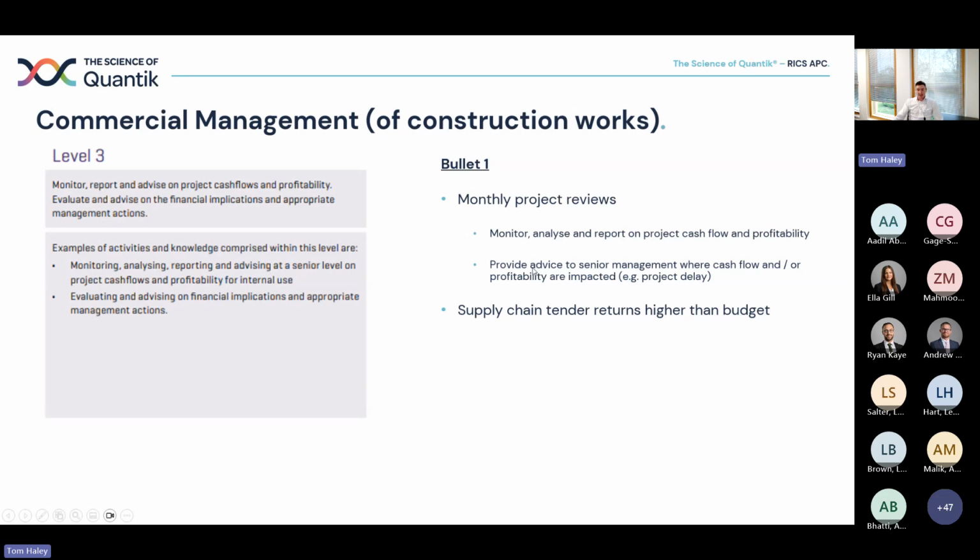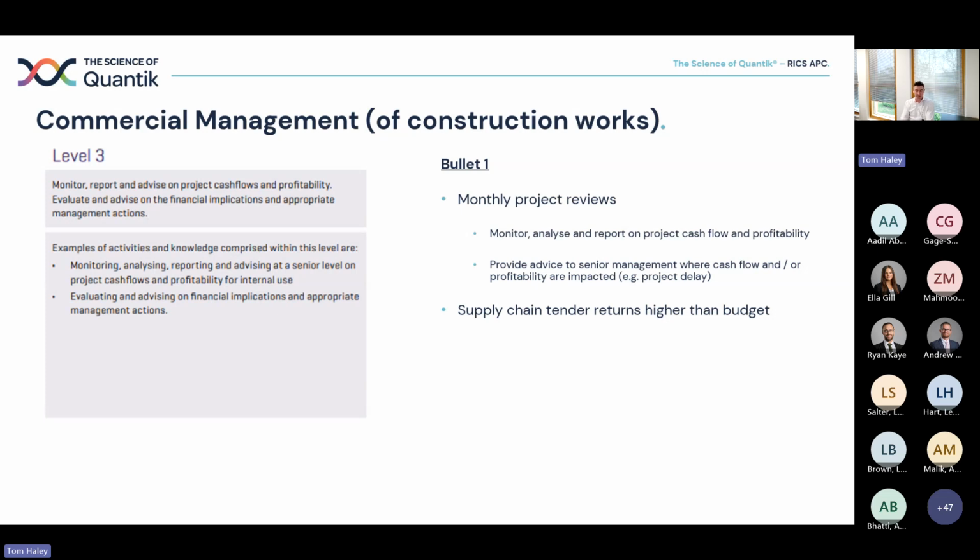Ditto for supply chain tender returns higher than budget. So, you've got a package budget of $500,000, the return comes in at 600. There's potentially a profitability issue there. You have different options. One is place the order at the tender return that you receive. The other one is you might look for cost savings. There's different things that you might do to try and manage the profitability impact, but that is advice.